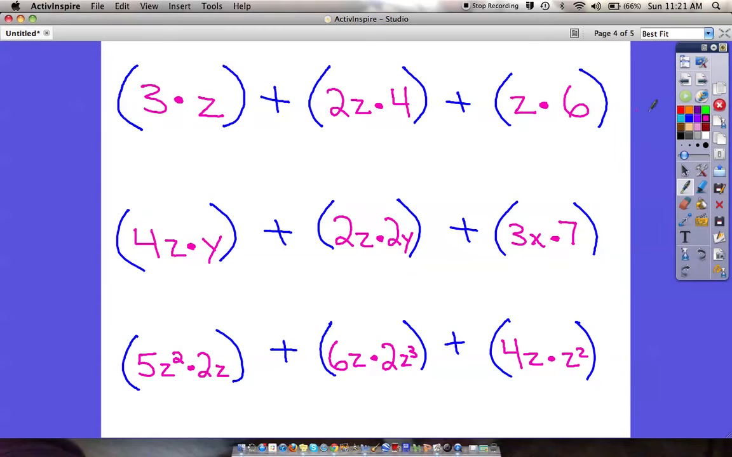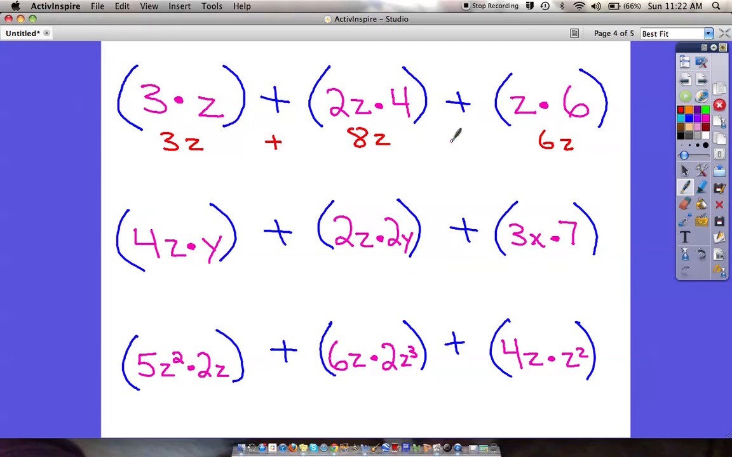So underneath here, I'm just going to put the answers to the multiplication parts of these. 3 times z is just 3z. 2z times 4 is just 8z. And then 6 times z is just 6z.